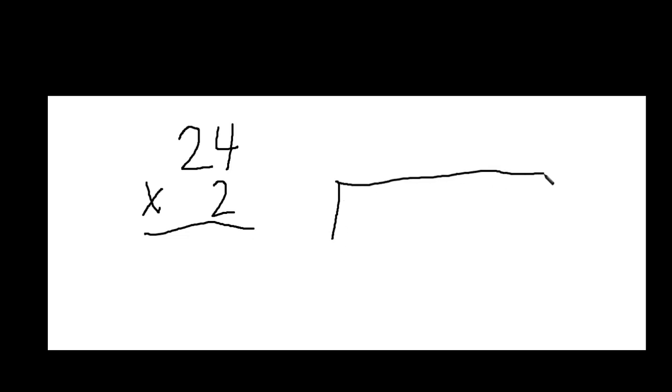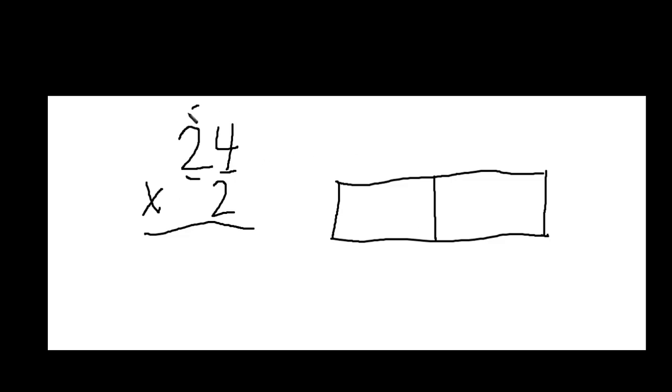Our first problem is going to be 24 times 2. Now, do you remember at the very beginning of this lesson when we did expanded form? You're going to need to know how to do expanded form when we multiply. That's why we reviewed it. Very first thing you're going to do is draw a box. And you're going to draw a box with 2 rectangles, because 24 is a 2-digit number.